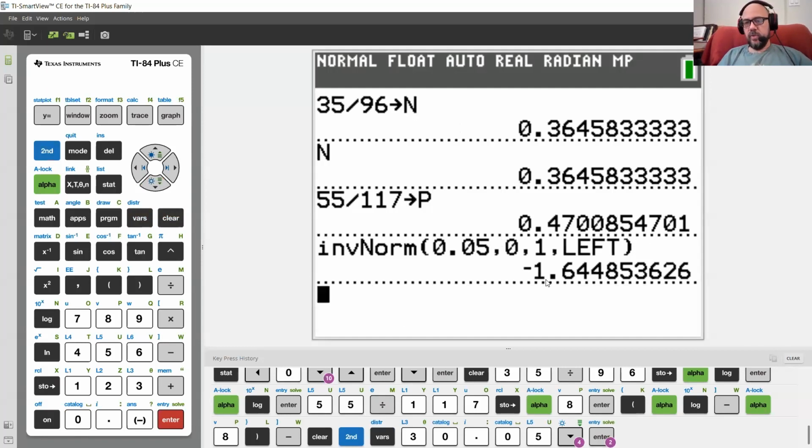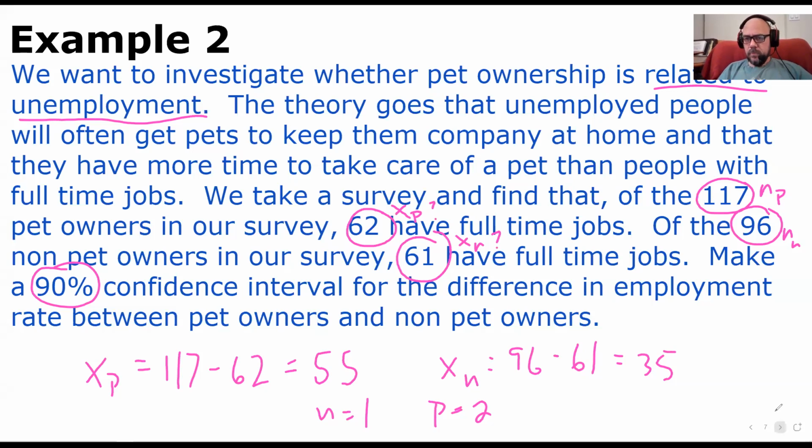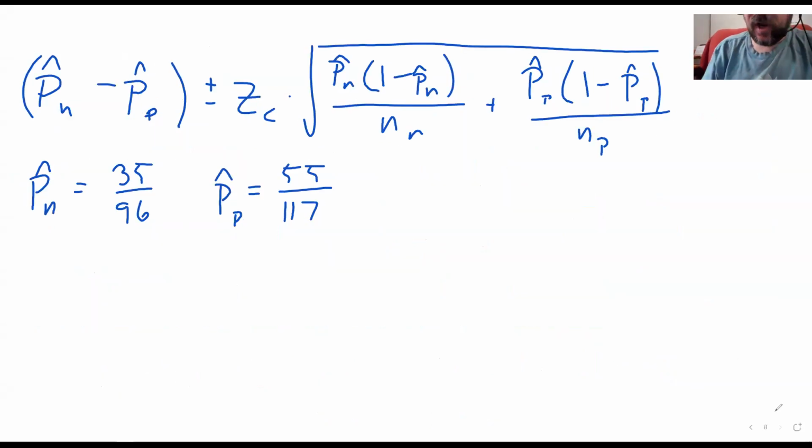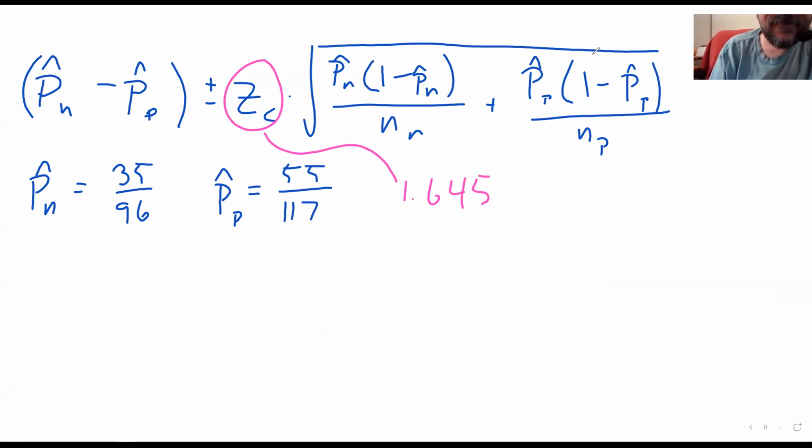So negative 1.645 is my critical value. That's my Z sub C. Or excuse me, positive 1.645 is the critical value. Again, you can use positive or negative, it really makes no difference. The calculations come out the same. So what I've got here, I'll write it in here, just for concision. 1.645 is the one I'm going to use there.